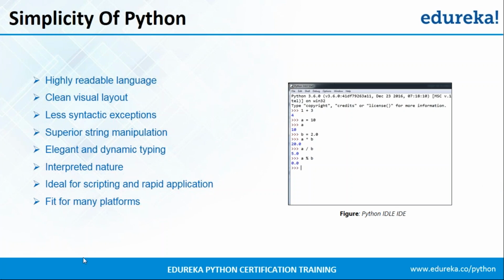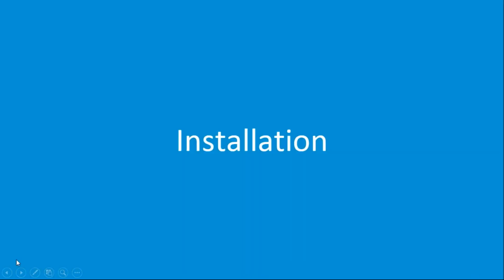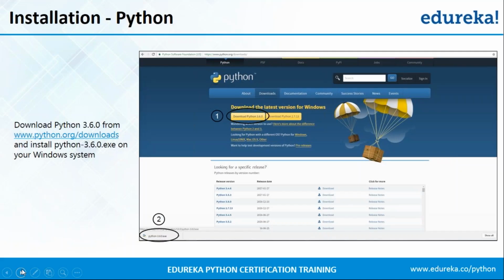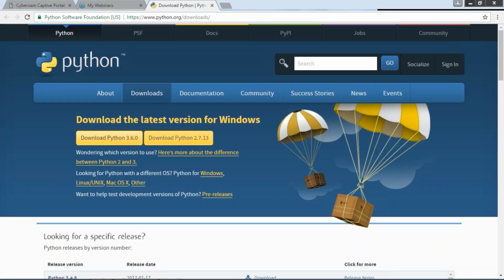Okay, no questions. So now let me tell you how to install Python. If you want to install the latest version of Python, which is 3.6.0, or even if you want to install an older version, just go to this website, which is www.python.org/downloads. Let me just take you there and show you. Okay, so this is the website.